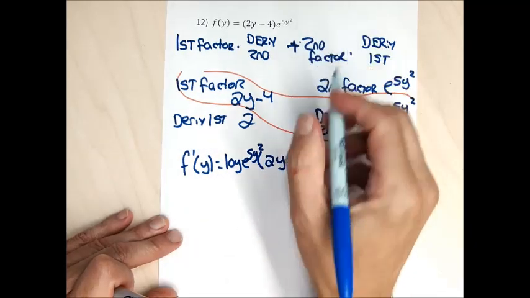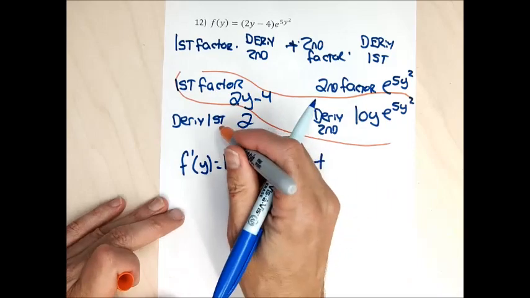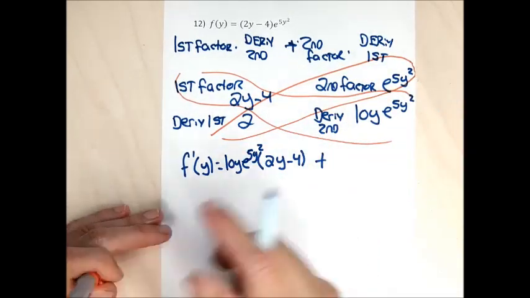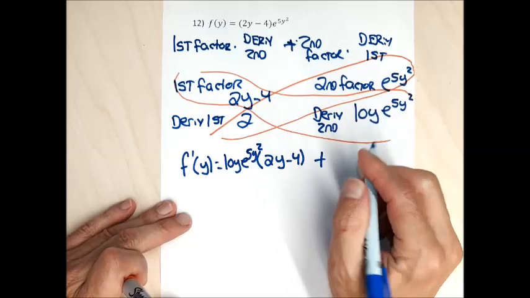I'm going to bring down this plus sign, and then I'm going to multiply this way. And again, I think I'm going to write these backwards. So first I'm supposed to write the second factor, which is e to the 5y squared.